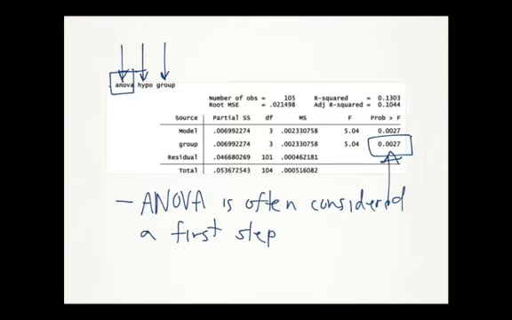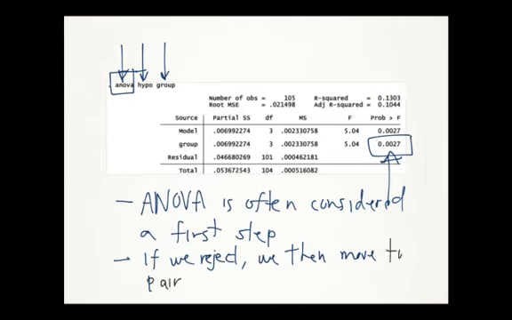They would instead want to know, how do they differ? Which group has a higher mean? Which group has a lower mean? And so on. So ANOVA is often considered a first step, okay? So if we reject the null hypothesis in our ANOVA model, which we have done here, so if we reject, as we did in our example, we then move to pairwise comparisons.